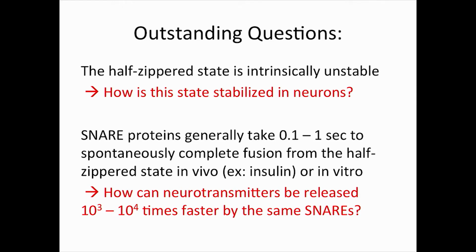And then the remaining question: how can the completion of the SNARE complex's zippering, which normally takes 0.1 to 1 second for a single SNARE complex, how can this occur 1,000 to 10,000 times faster for the very same species of SNAREs in this context as compared to others? Okay, so those are the questions.